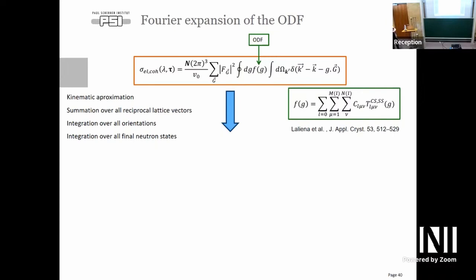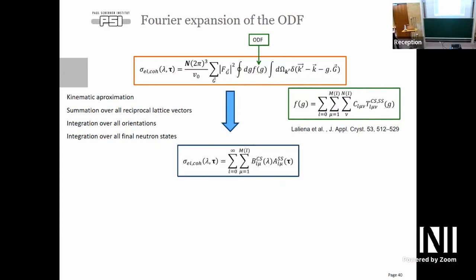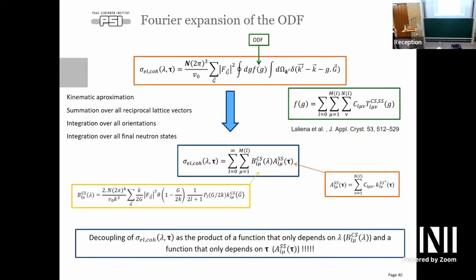And if we perform all the summations and all the integrations that we have in this expression, we can rewrite it in a really compact way, using two different variables. One matrix, which is B, depends only on the wavelength, and the other part depends only on the direction of the measurement. So this decoupling is basically the way that we are working. What's PI?